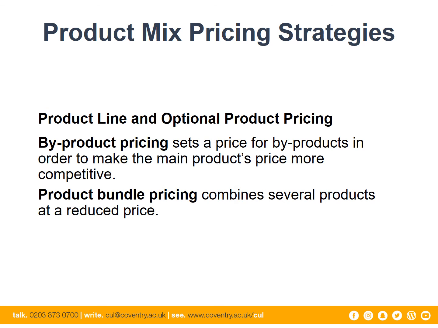We also have by-product pricing, which sets a price for byproducts in order to make the main product's price more competitive. So, you might set a higher price for a byproduct where the main product's price looks better value for money and looks more competitive. And then you also have product bundle pricing, which combines several products at a reduced price. So you might go in and see one product, but then you might have 3 different products together, all bundled together, at an overall perceived discount.